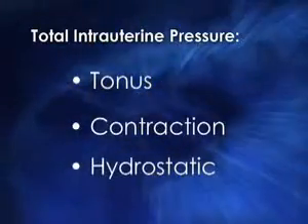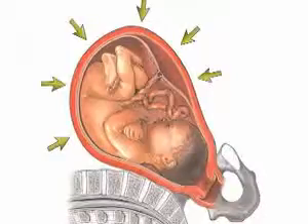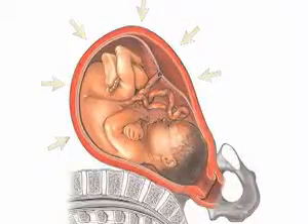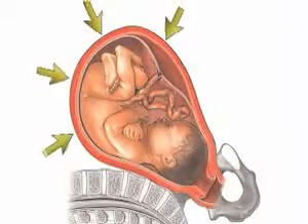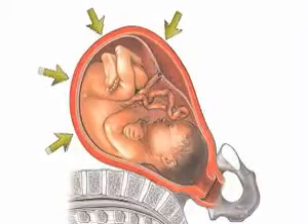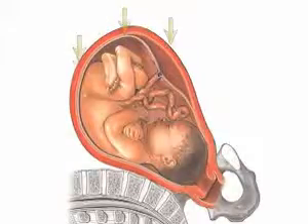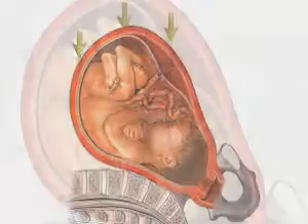Tonus pressure is the force exerted by the myometrium in between contractions, which includes the elastic recoil of distended muscle. It is also called uterine baseline pressure. Contraction pressure refers to the degree of force placed on the amniotic fluid by uterine muscle during contractions. Hydrostatic pressure refers to the force exerted by the weight of fluid above the pressure sensor within the amniotic space.